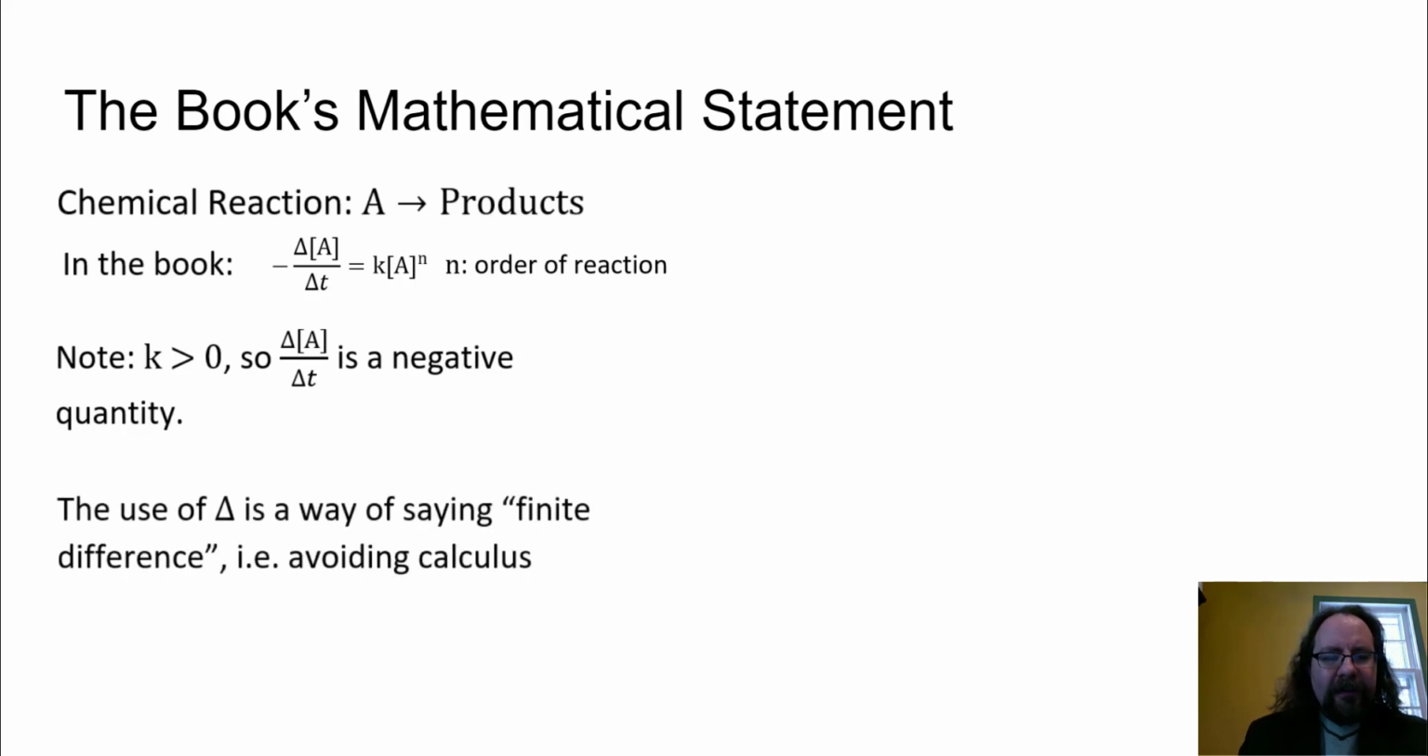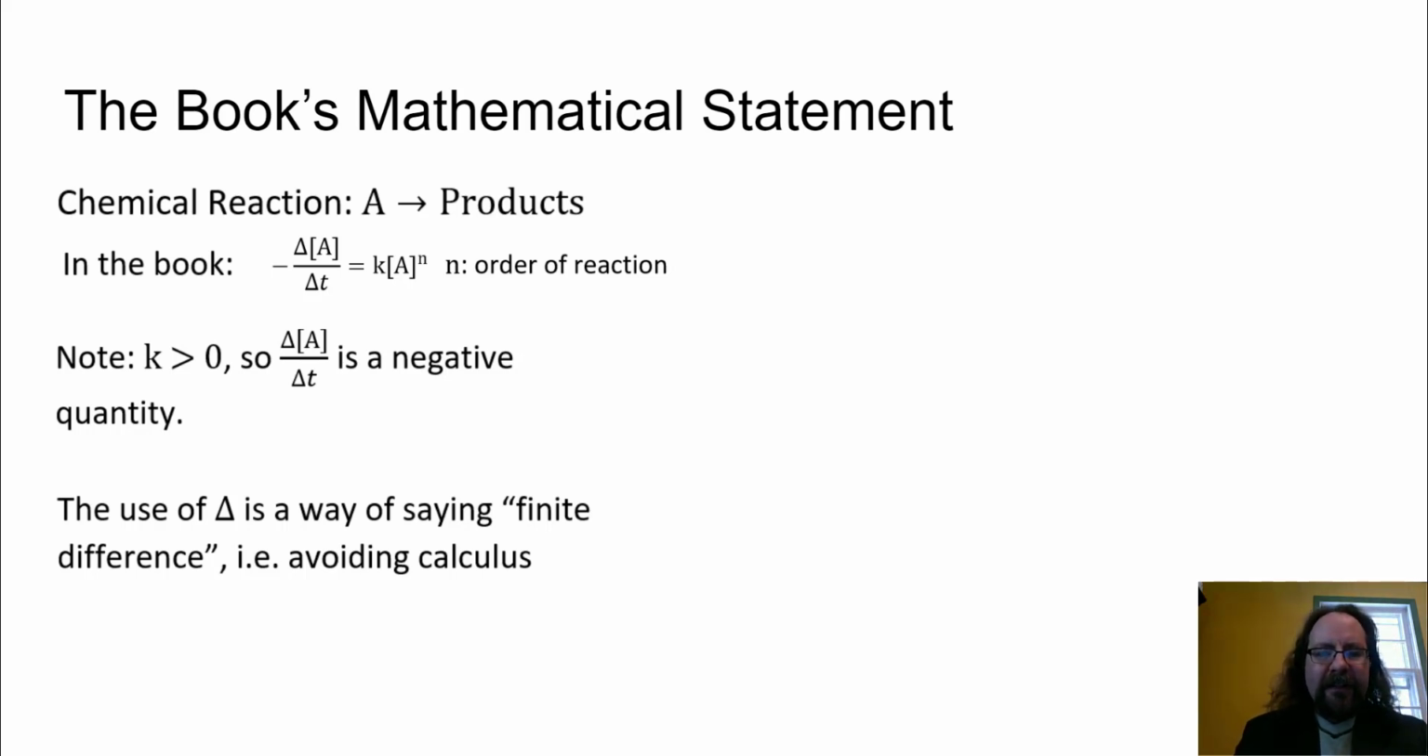Now, you'll also notice that delta. You should recognize that from other uses in different classes, but I'm thinking mostly of algebra, where you would use that to say delta y over delta x to talk about the slope of a line or average rate of change. We use it for a finite difference, and this is what we do to avoid calculus.